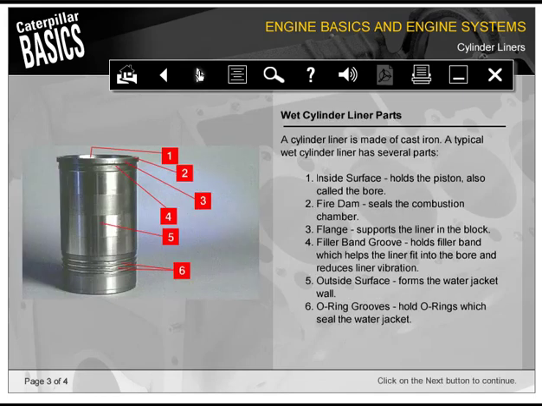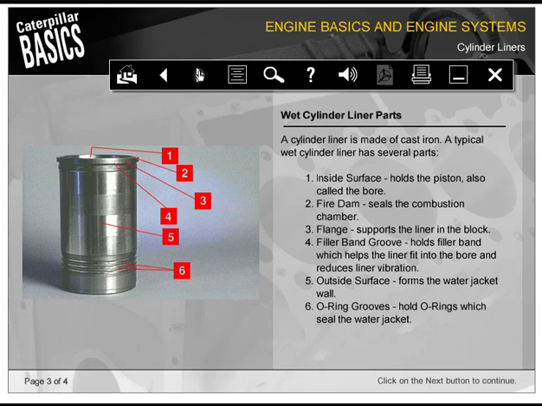A cylinder liner is made of cast iron. A typical wet cylinder liner has several parts. The inside surface, number 1, is heat-treated and finely honed with a crosshatch pattern. It holds the piston and is also called the cylinder bore. The fire dam, 2, seals the combustion chamber and protects the head gasket. Number 3 is the flange. It supports the liner in the block. The filler band groove, 4, holds a filler band, which helps the liner fit into the bore and reduces liner vibration.